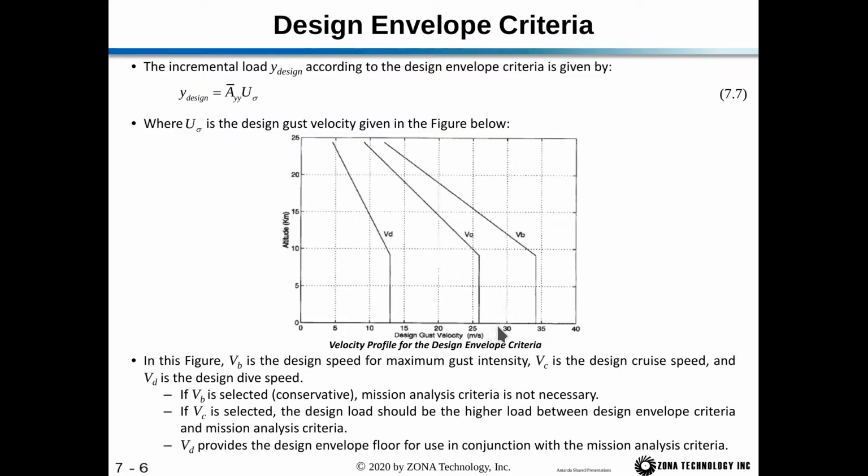If VC is selected, then the design load should be the higher load between design envelope criteria and mission analysis criteria, and VD provides the design envelope floor for use in conjunction with the mission analysis criteria. So here you can see we've got altitude on the vertical axis and design gust velocity on the horizontal axis.